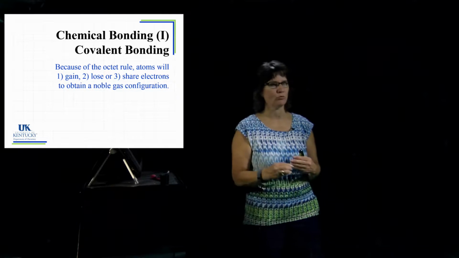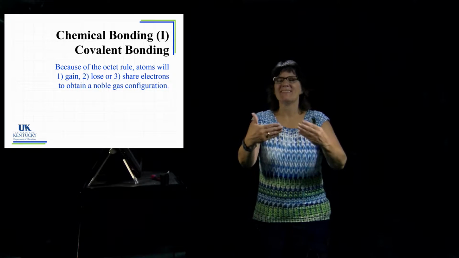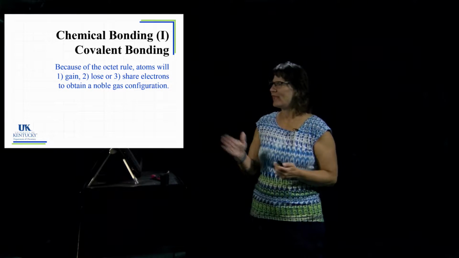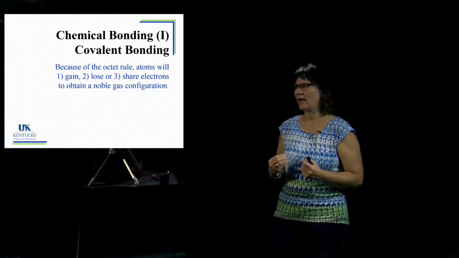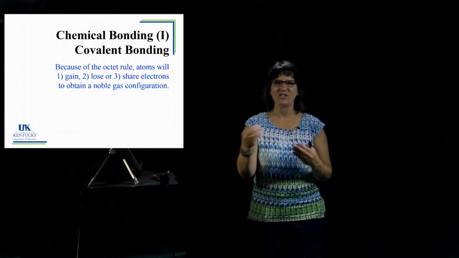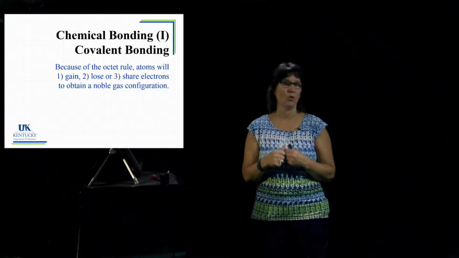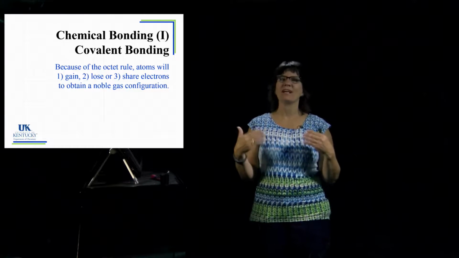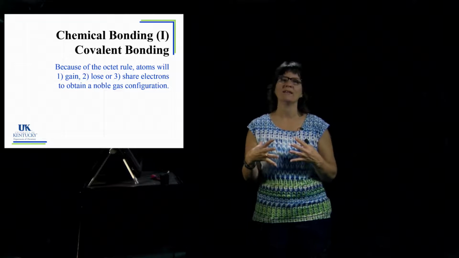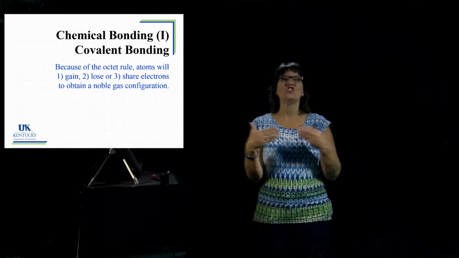So the octet rule is where these atoms are trying to obtain the same arrangement as those noble gases and get 8. Now, how do they get to 8? Well, they can do it by gaining electrons. Let's say they only had 6 and they need 2 more. If they could gain 2 from somewhere and grab 2, that would be one way. Maybe they've got a couple extra hanging around. If they could just get rid of those, they'd drop back and be like the nearest noble gas, so they could lose them. Or they could share.